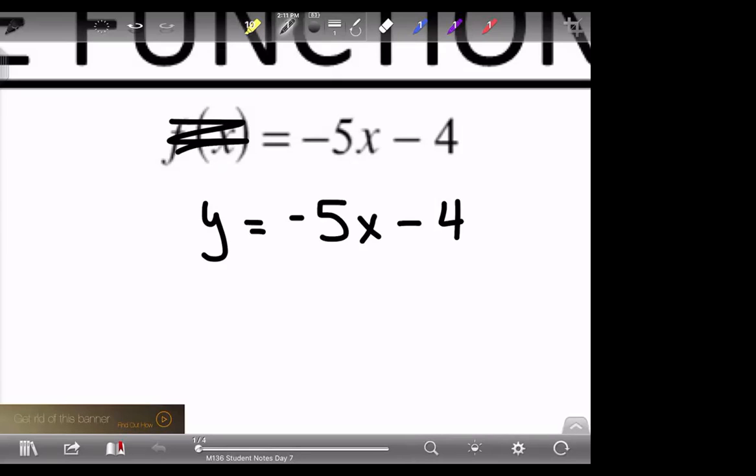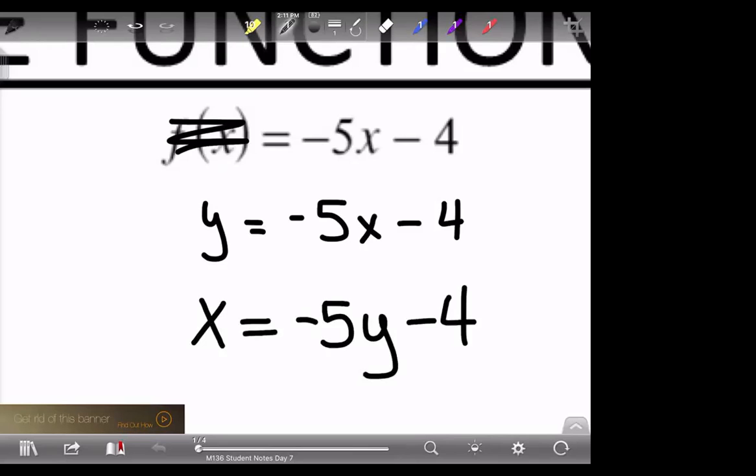Step number 2, we're going to flip x and y. So instead of y equals, we're going to have x equals -5y minus 4. That's step 2.